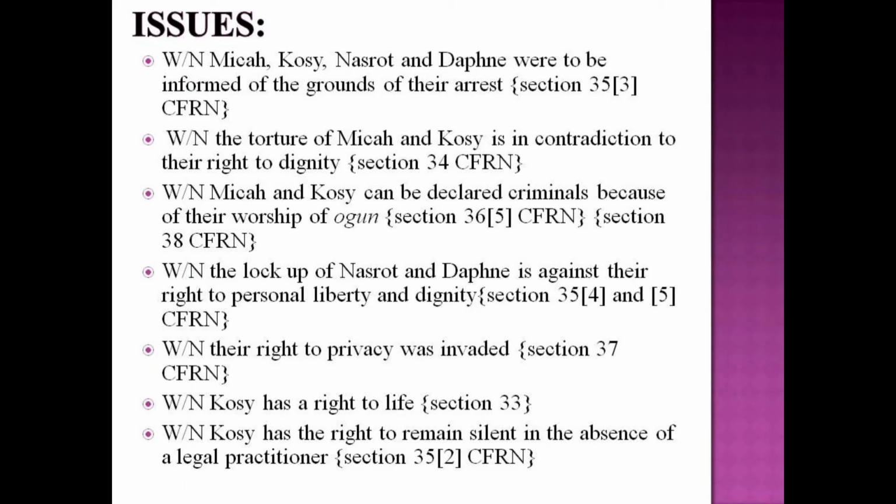So, the issues: whether or not Michael, Kosi, Nasrat and Daphne were to be informed of the grounds of their arrest; whether or not the torture of Michael and Kosi is in contradiction to their right to dignity; whether or not Michael and Kosi can be declared criminals based on their worship of Ogun; whether or not the lockup of Nasrat and Daphne is against their right to personal liberty and dignity; whether or not their right to privacy was invaded; whether or not Kosi has the right to life; and whether or not Kosi has the right to remain silent in the absence of a legal practitioner. All these rules will be contained in Chapter 3 of the Constitution.